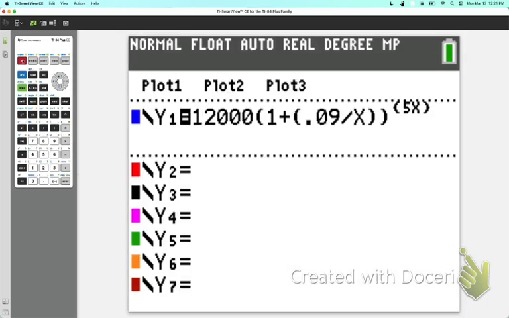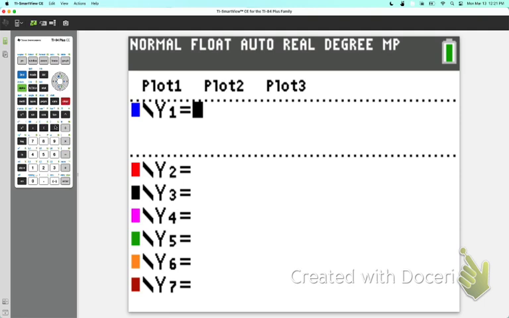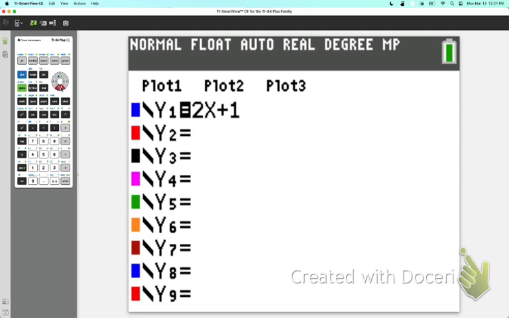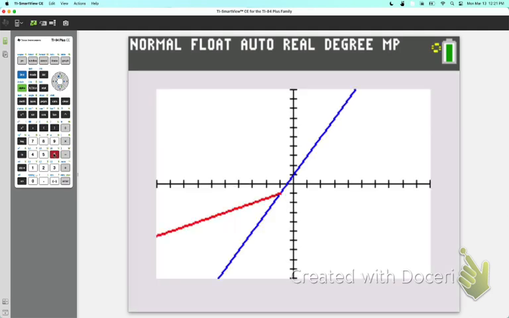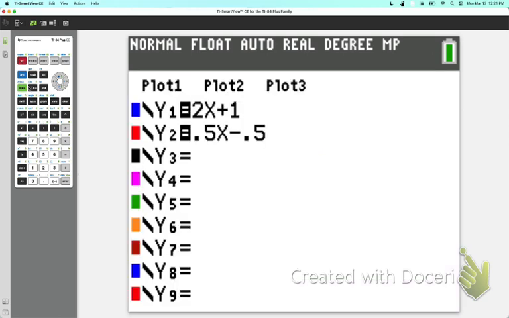Okay, so I would go to y equals, right? And what was the first equation? F of x equaled 2x plus 1. Okay, plus 1. And the next one was 1/2 x minus 1/2. So zoom 6. Oh, you know what I want to put on there? I'm going to put on there that y equals x line. That might be helpful, right? So you can see it.